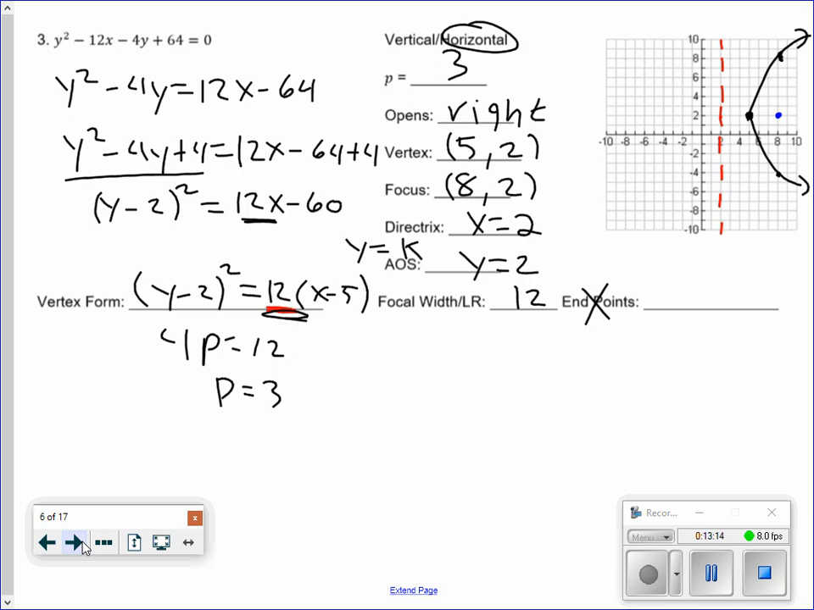My vertex is (5, 2), and then from the vertex, I go right. I go towards the opening, which is right, by p. So go over to the right from the vertex 3 units, and then find the directrix. Go to the left by 3. I get (8, 2) for the focus. The directrix is x equals 2. The axis of symmetry would be y equals k, or in this case, y equals 2. The focal width, or the latus rectum, is 4p. So 4p will equal 12.